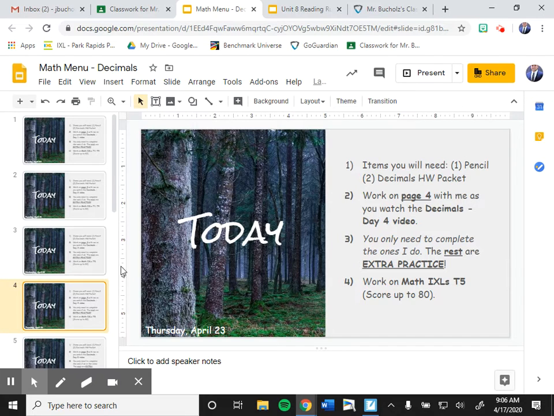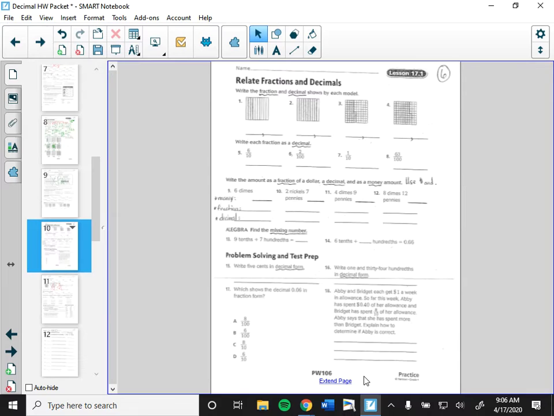So we're continuing our math lesson today on decimals. Remember, place value wise, we have the tenths, hundredths, and thousandths. We've been working on that. Today we are going to be working on relating fractions and decimals.